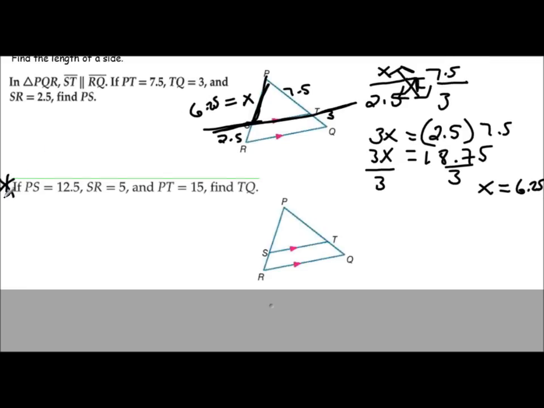Okay, so I would now like you to pause the video and, using that same setup, figure out the length of TQ. Press pause and see if you get what I get. Okay, and you should get the side length TQ is equal to 6. If you didn't get that, raise your hand or ask a neighbor.